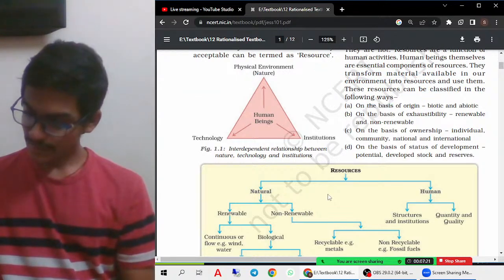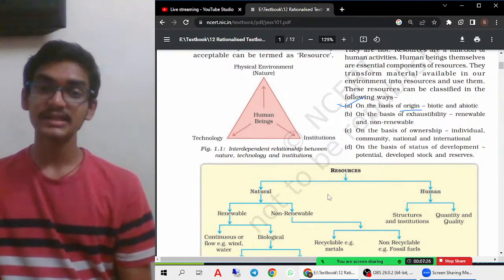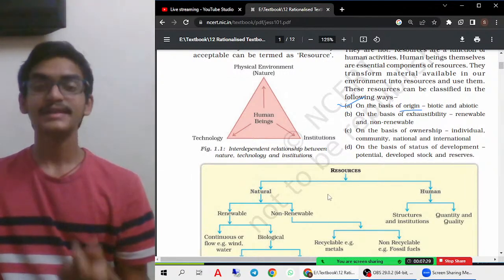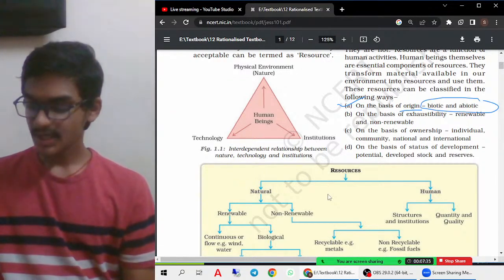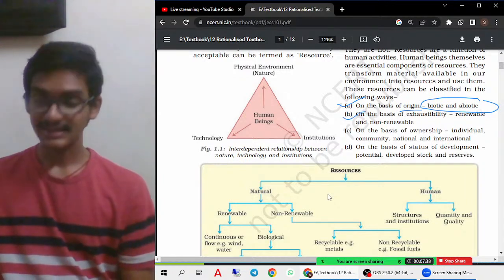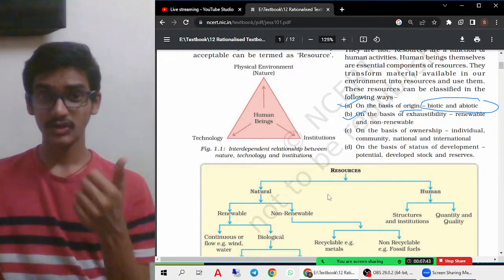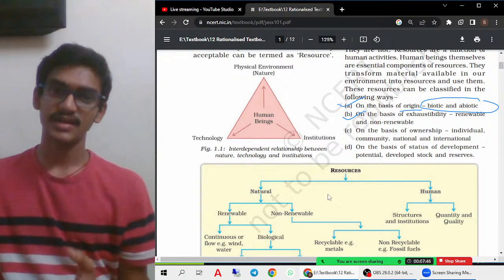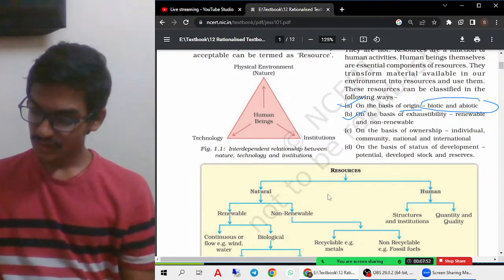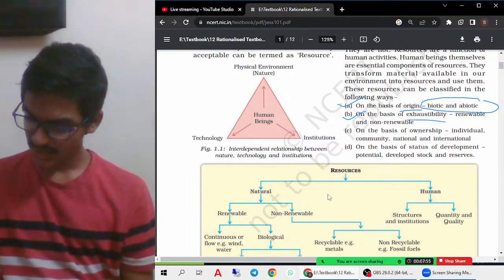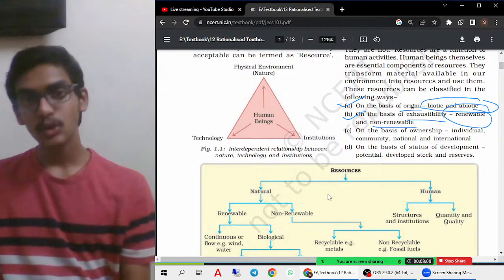Okay, now let us try to understand on what basis we are classifying the resources. So first thing, on the basis of origin. Origin is nothing but where they are found, whether they are biotic, living, or non-living. Based on that, we mainly categorize into biotic and abiotic resources. And based on exhaustibility, which is based on the quantity in which they are available in nature, they are classified as renewable and non-renewable resources. And based on the ownership, which is nothing but who owns these kinds of resources.